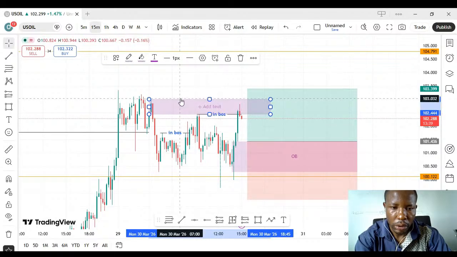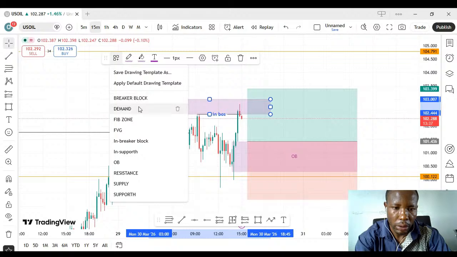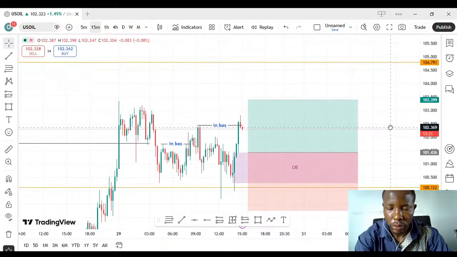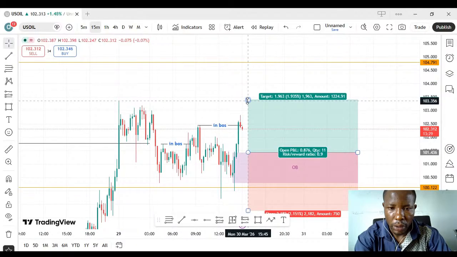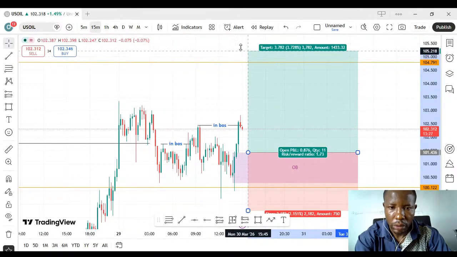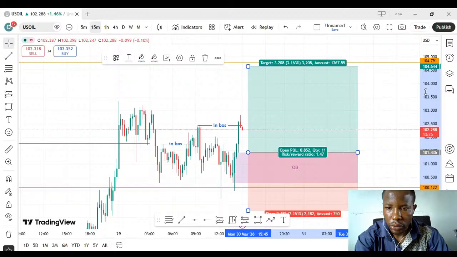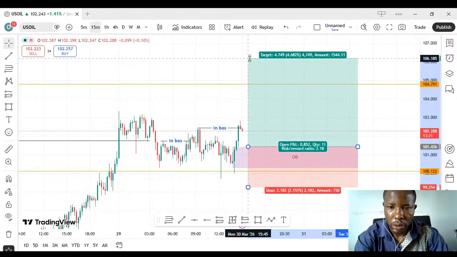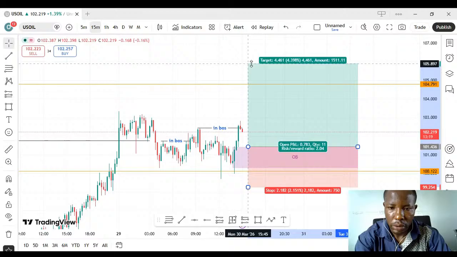This is the guy, this is the resistance pushing him back south, but we already know that the market is bullish. So this is our entry, and our target should be 1:2. Let's just target 1:2 first.